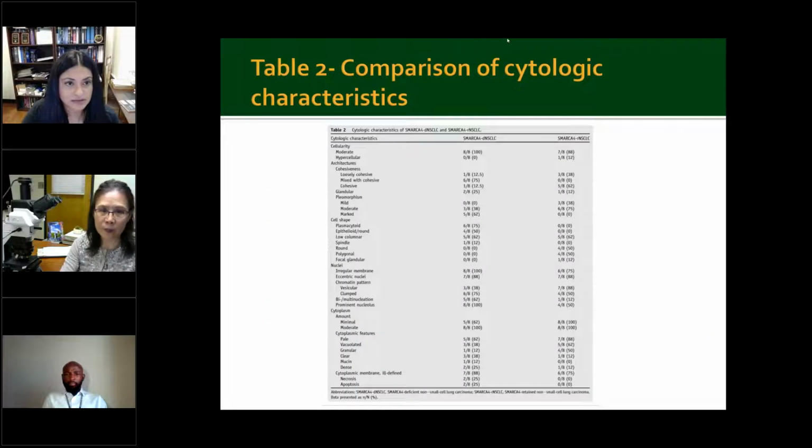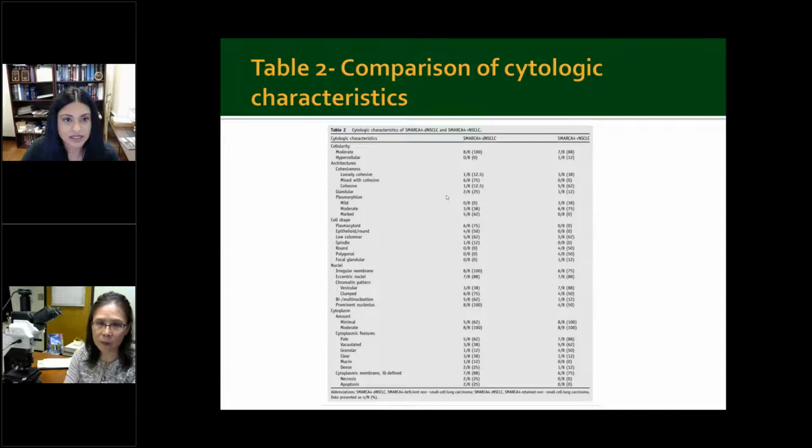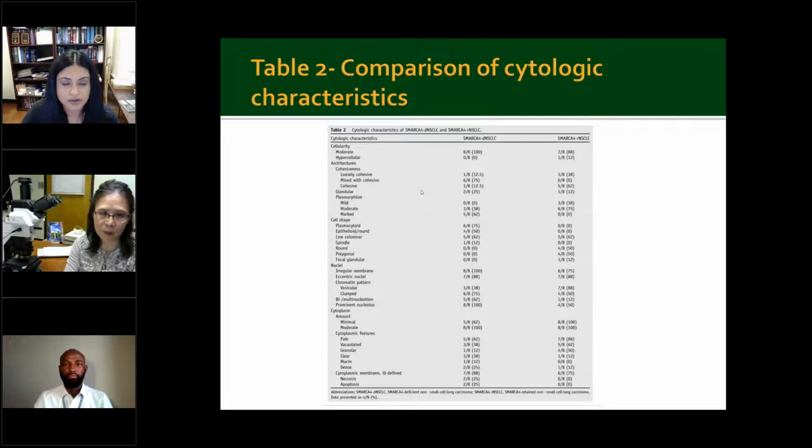So this is another table, and this table is showing a breakdown and a comparison between the two groups to, again, emphasize some of the morphologic characteristics and specifically the cytomorphology. So we highlighted some of these findings as well in the images, but just to reiterate, both groups showed pretty cellular aspirate smears. The cohesion was something that separated them a little bit, with more loosely cohesive clusters in the deficient group compared to more cohesion seen in the retained group.